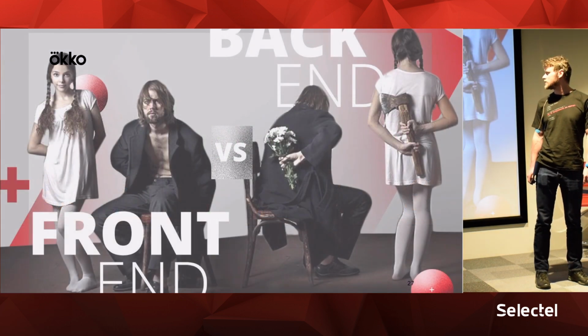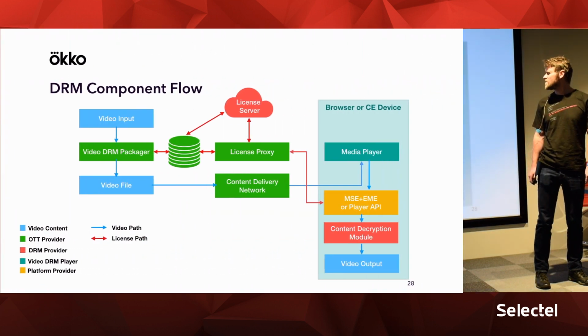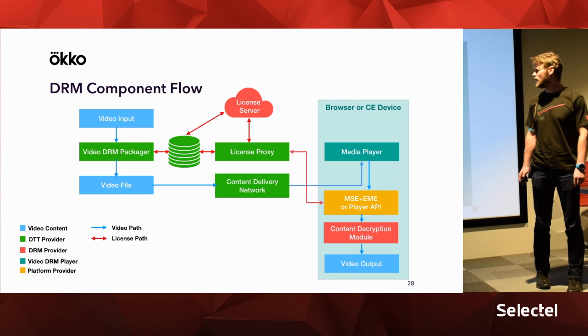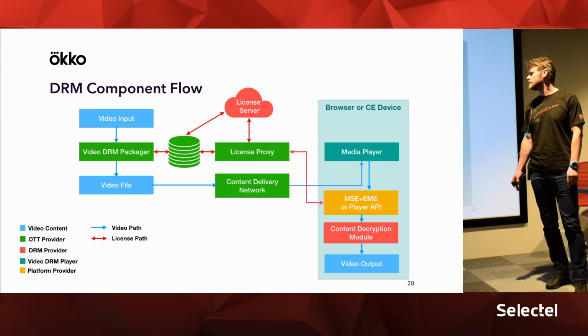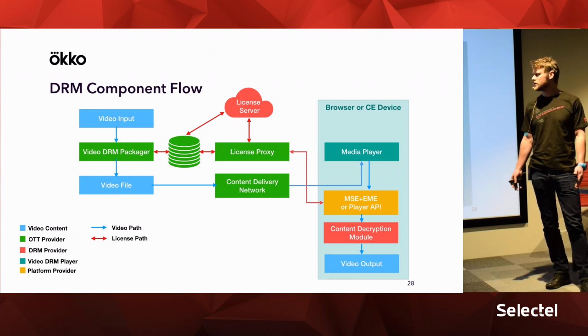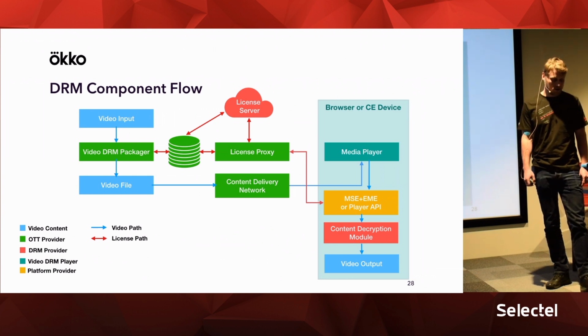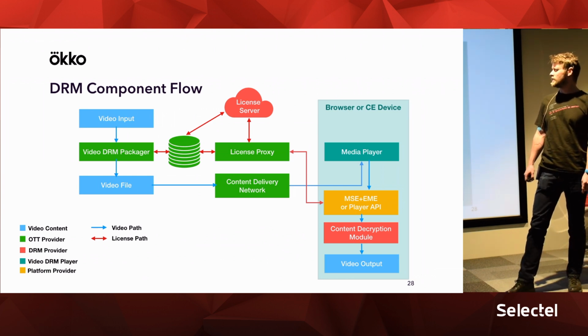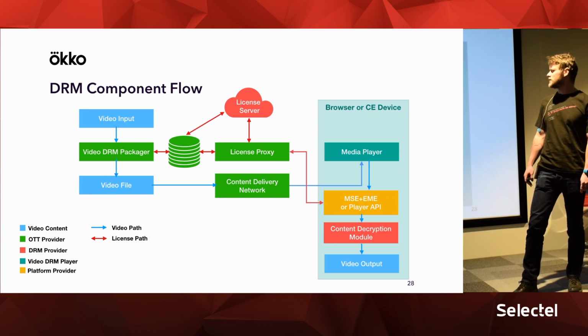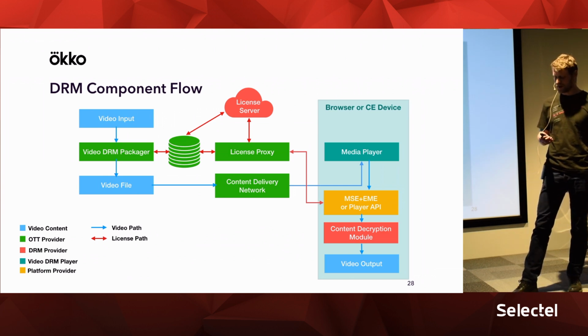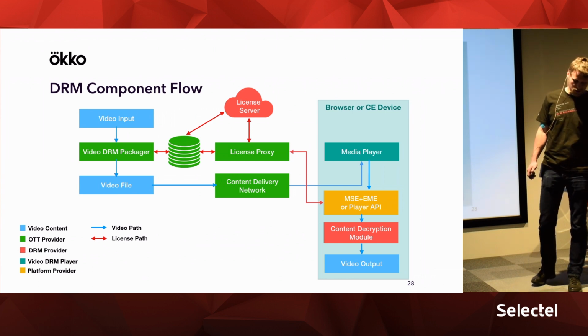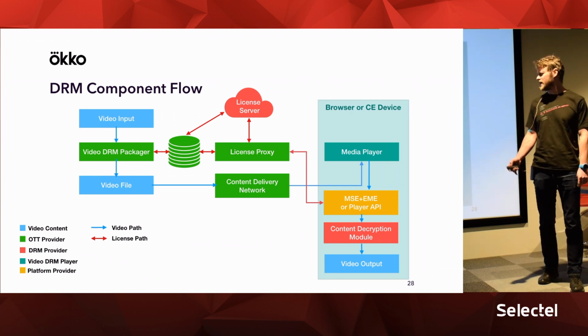Okay, now let's go closer to the front end. This is a component flow of how DRM-protected video files are used. So you have the video input, and you should package it in general with some keys, and distribute it with some content delivery network. Then you obtain these protected files from your player, try to get the license from the license server, from the proxy, and provide all of this to the extensions in the browsers or some proprietary APIs.